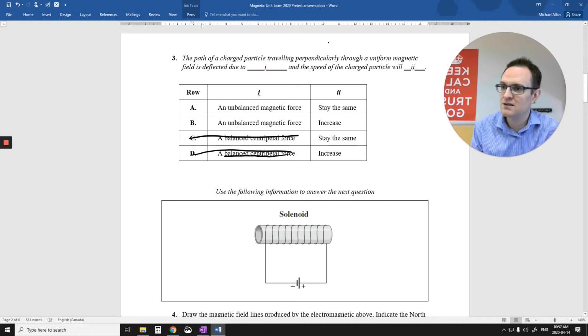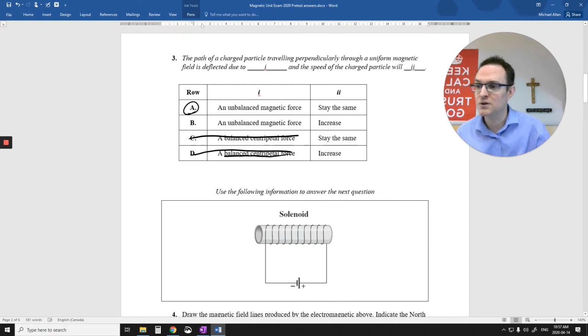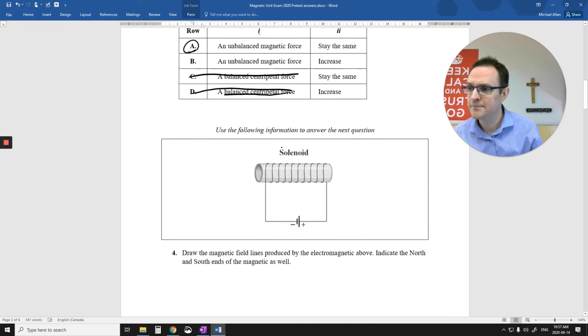Since it's moving in a circular motion, a charged particle passing through a magnetic field goes in a circular motion, the same thing as the previous question. It's going to be unbalanced. Now, unbalanced doesn't mean it's accelerating or changing its speed. Speed stays the same, but the direction is always changing. All right, we talked about that in the previous video.